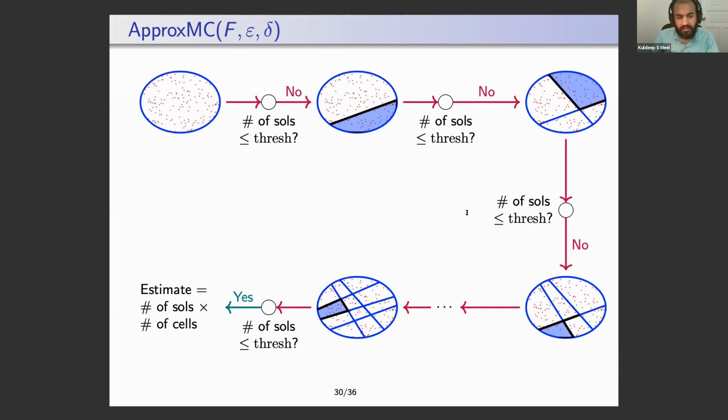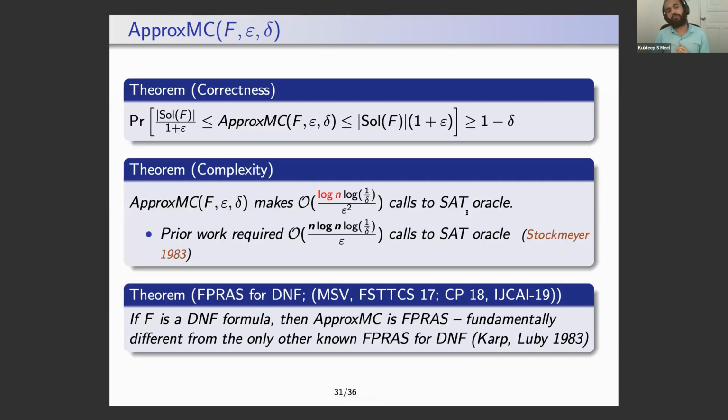Is this going to work in theory? Turns out yes. We were able to show that the estimate you are going to get is within a 1 plus epsilon factor with confidence at least 1 minus delta. How many SAT calls do we make? Well, we have to make only logarithmically many calls to the SAT solver. And this is very important. Remember, the number of solutions can be exponential in n. It can be almost 2 to the power n. And now we have to make only log n calls to the SAT solver.